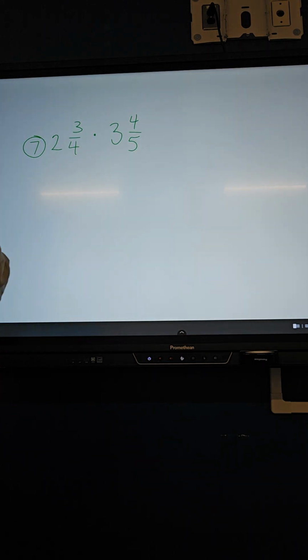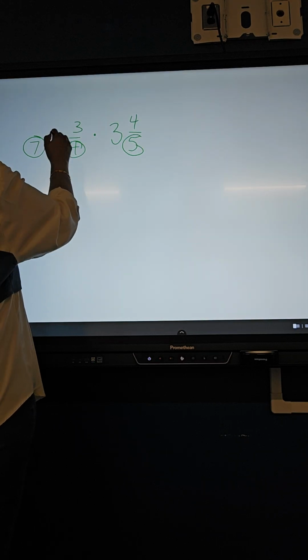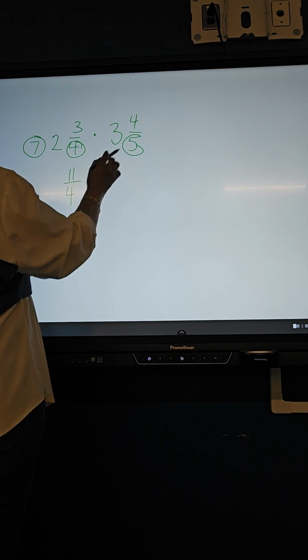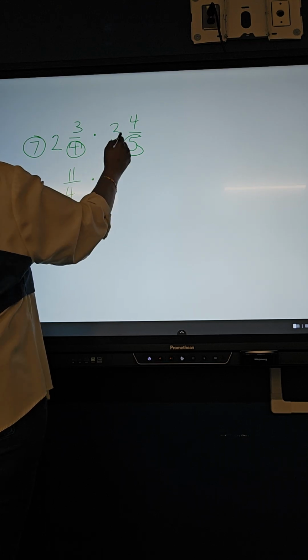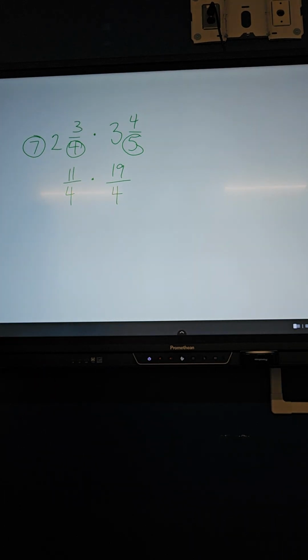Change these to improper fractions. You start at the bottom. 4 times 2 is 8. 8 plus 3 is 11 over 4. Your denominator stays the same. 5 times 3 is 15 plus 4 is 19 over 4. So now I can multiply.